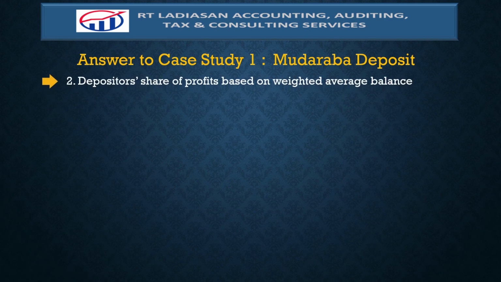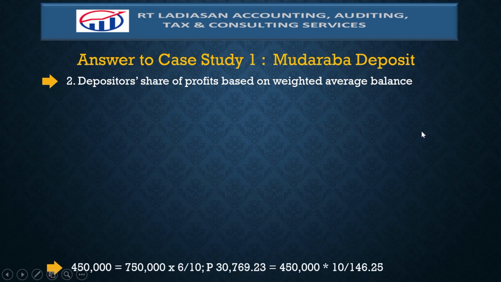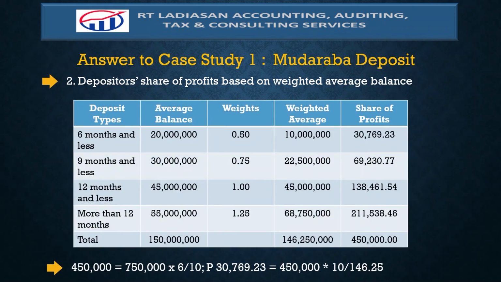Second, the requirement to determine the depositor's share of profits based on weighted average balance. And it is simply calculated as follows. We know in the first requirement, the weighted average balance is simply determined by multiplying the average balance by the weight assigned to a certain deposit. And the significance of the weighted average balance is the determination of the share of profits.